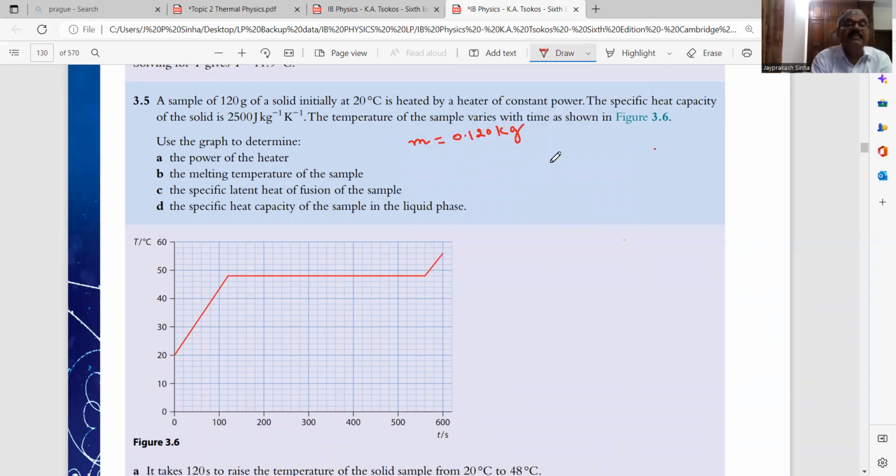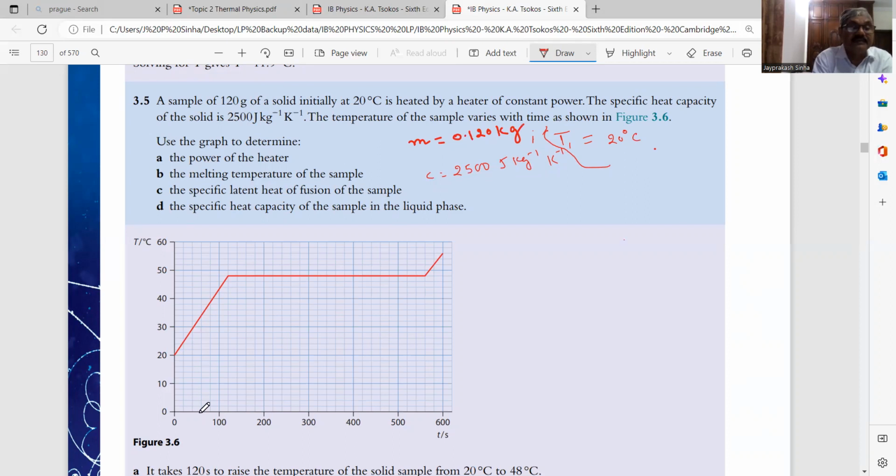And then the initial temperature, you can say Ti, or T1, is equal to 20 degrees Celsius in this case. And the specific heat capacity of the solid, small c, is equal to 2500 joule per kg per Kelvin. Now we have to find the power of the heater.